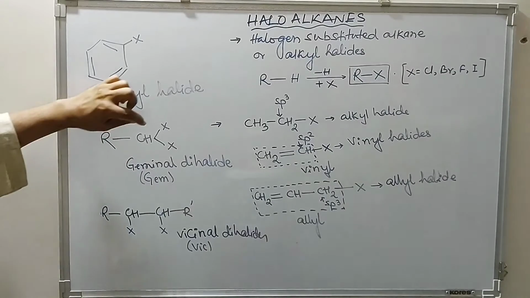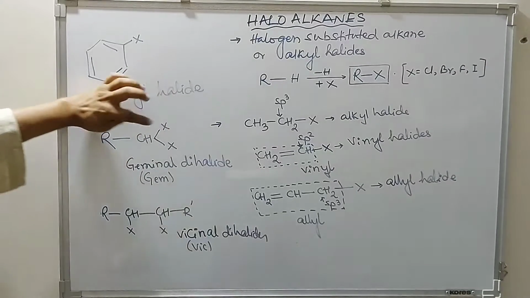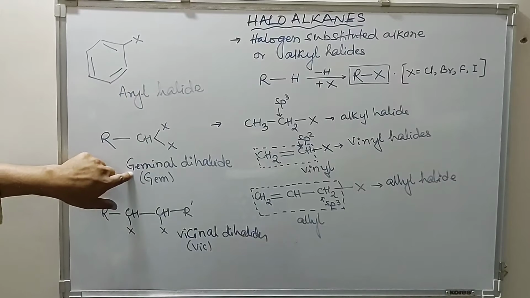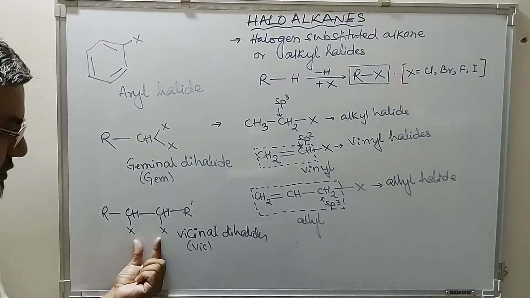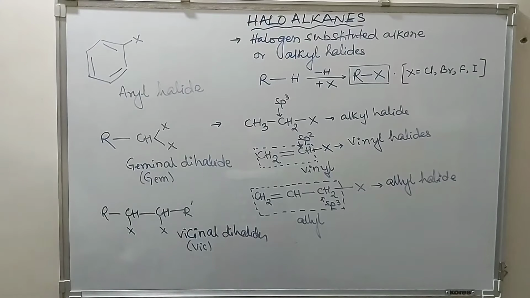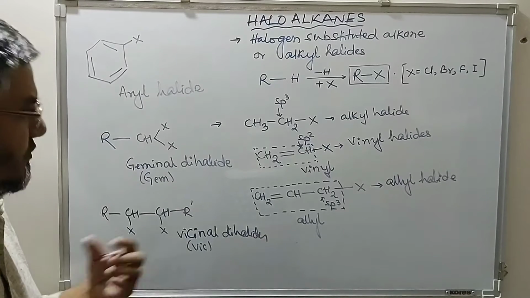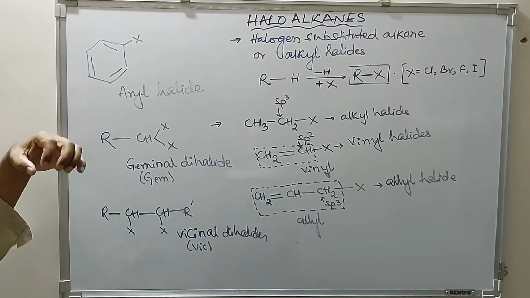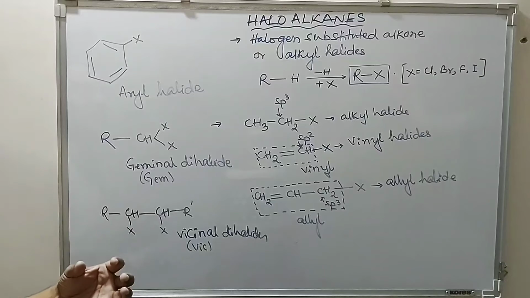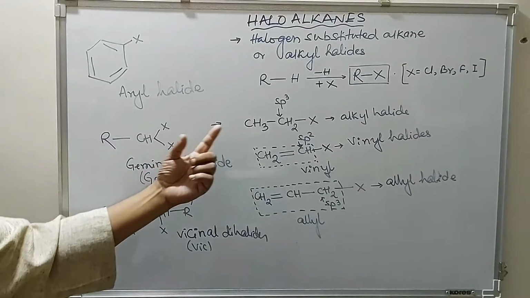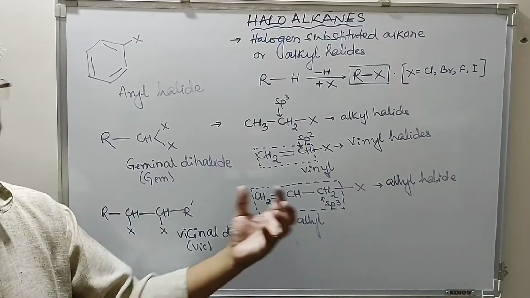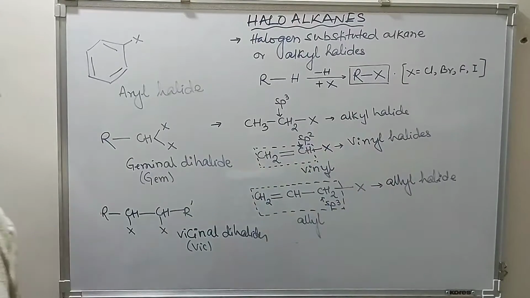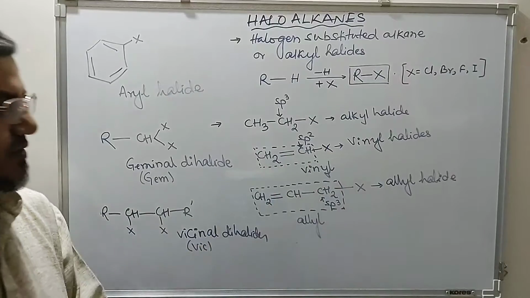So if two halogens are on the same carbon atom, we say this is geminal dihalide, gem compound. If these are present on adjacent carbon atoms, then this is known as vicinal. So these are the types of halogen attached to types of carbon atom. Different types of carbon with different types of halogen, we get specific names. Or some of the compounds may contain allylic and vinylic also.